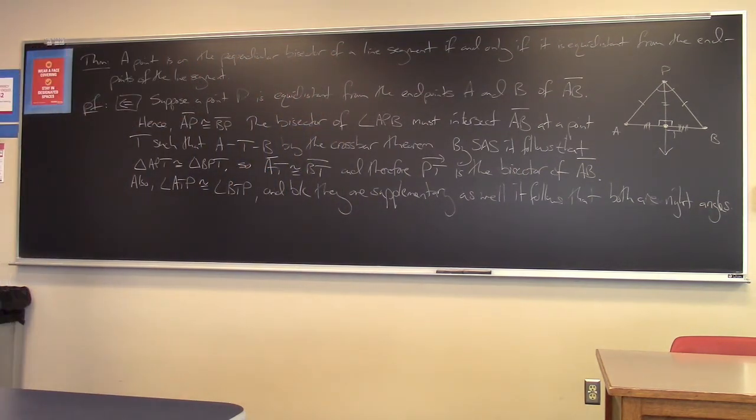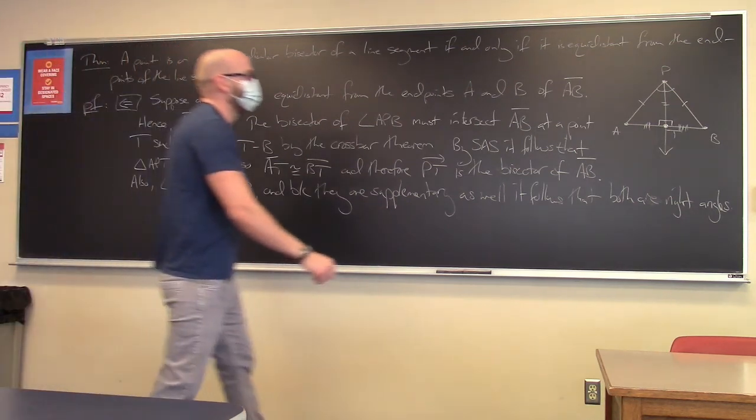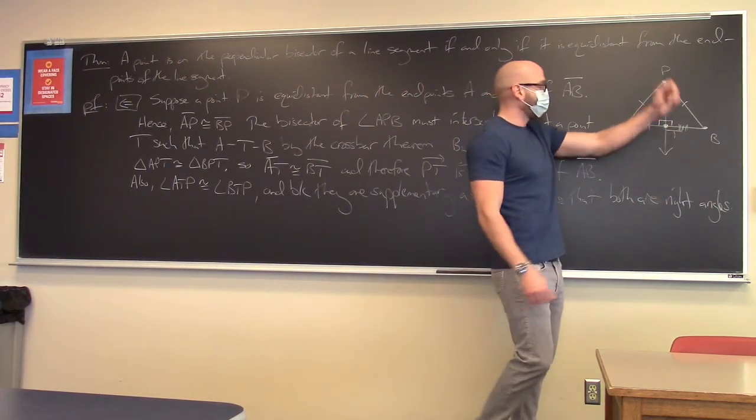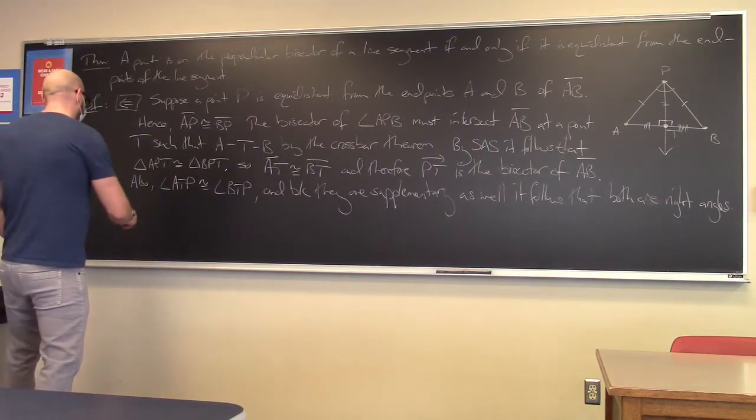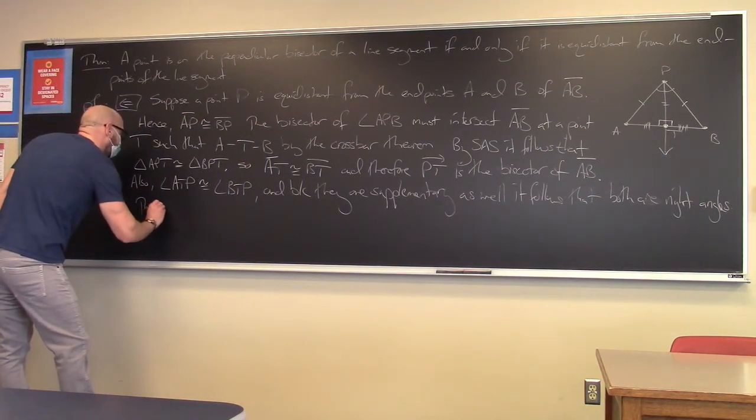All right, they're congruent by SAS. They're congruent by SAS, but because they're congruent and supplementary, because they're congruent and add up to 180, they must be right angles. So therefore, we're done. So the result follows.